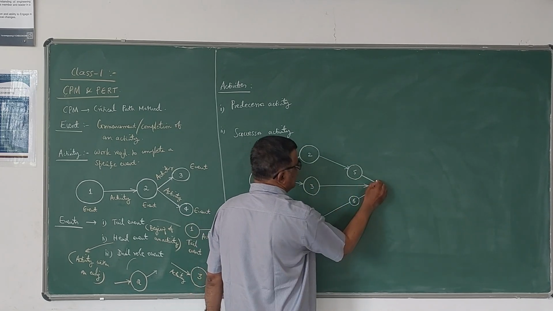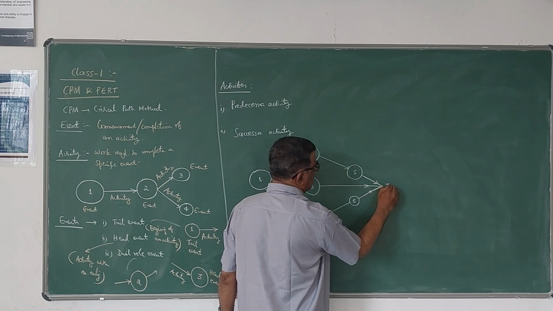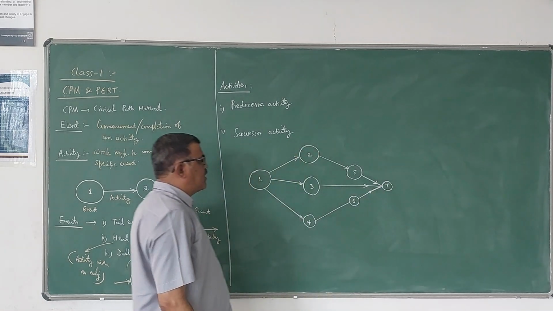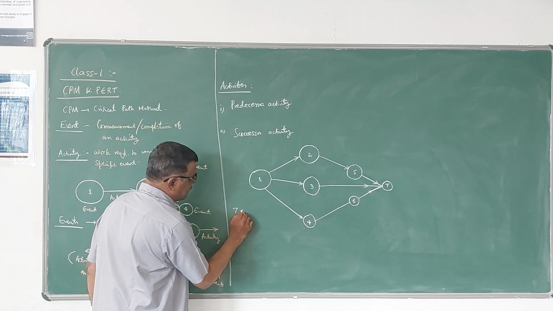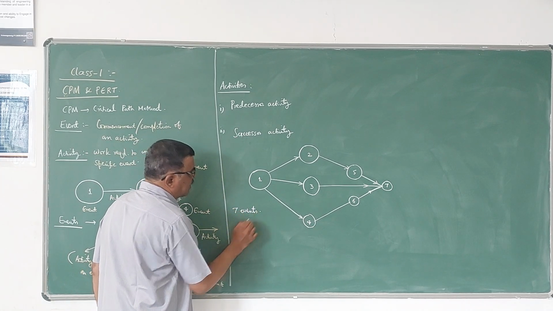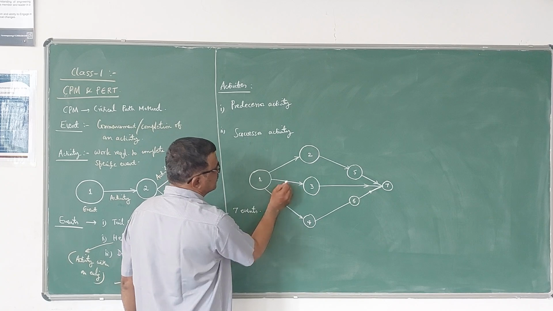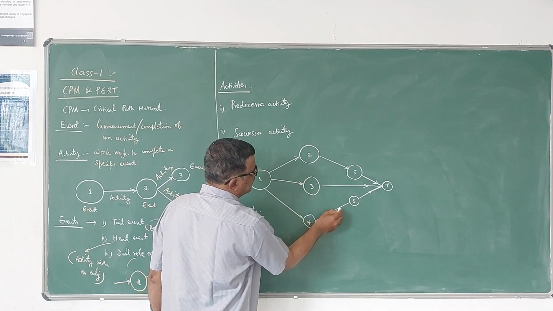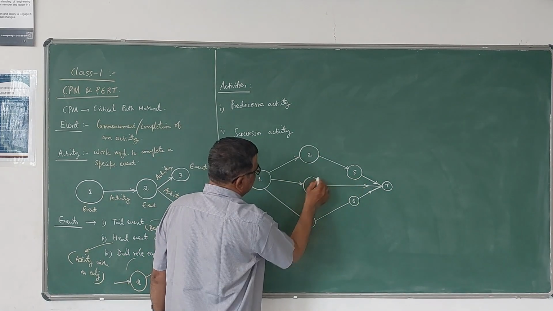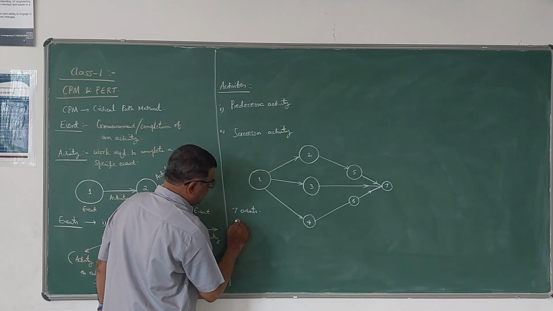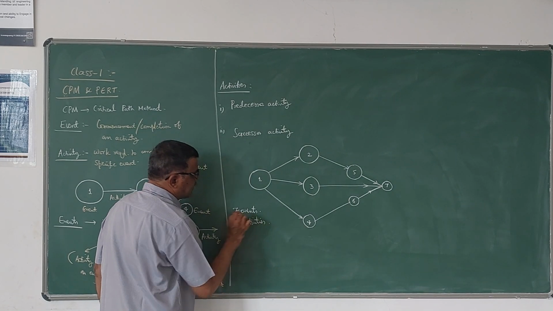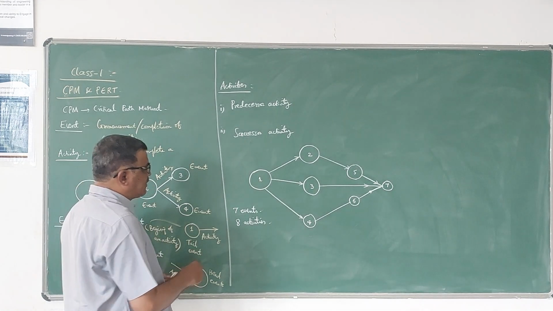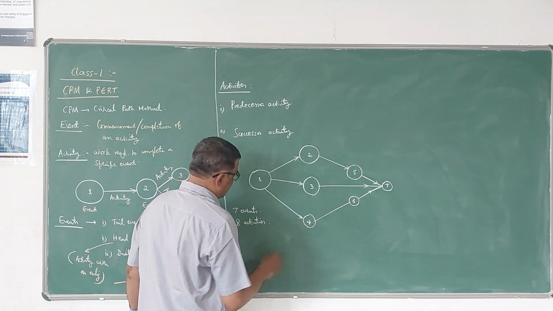See the arrows here. And take 7. So in this example, there are 7 events. And how many activities are there? 1, 2, 3, 4, 5, 3 plus 3, 6, 8 activities. 8 activities. So 7 events are 1, 2, 3, 4, 5, 6, 7.